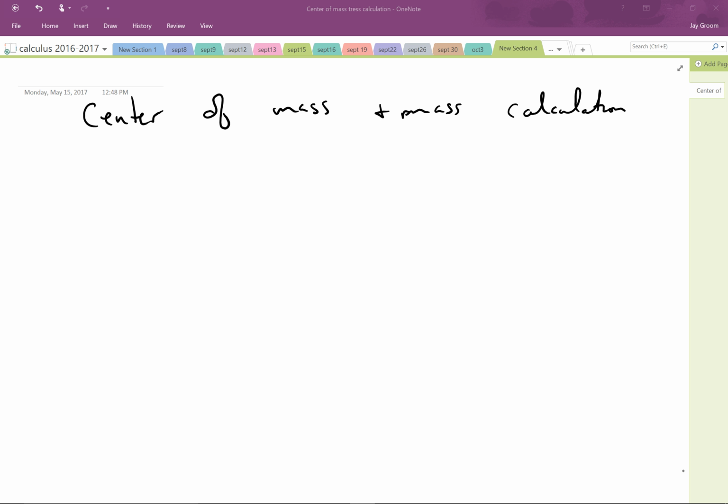All right, people, what is density by definition? Mass over volume.